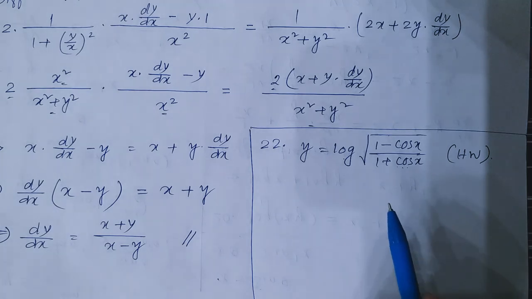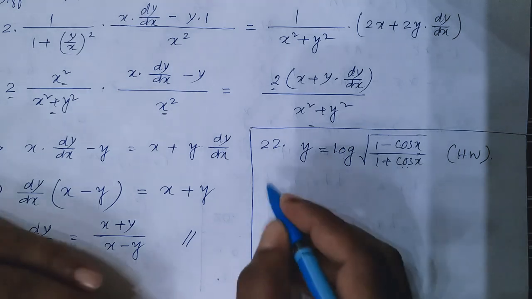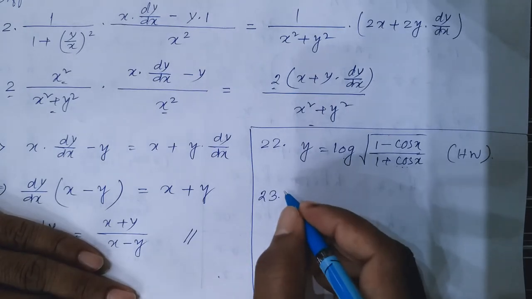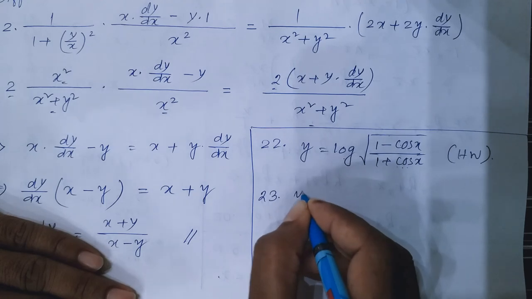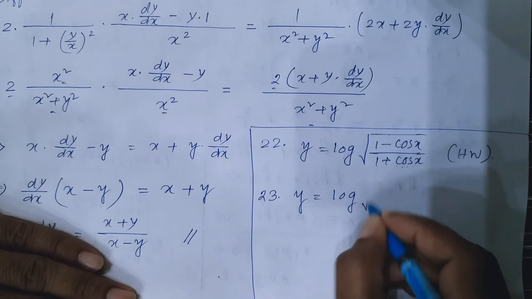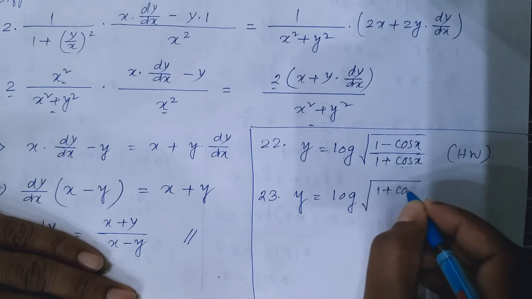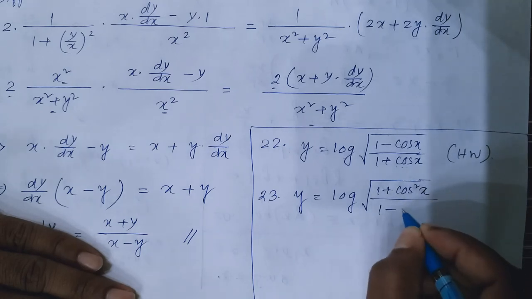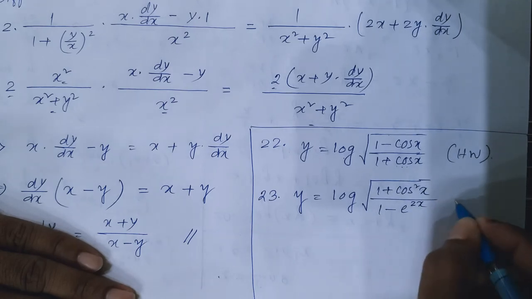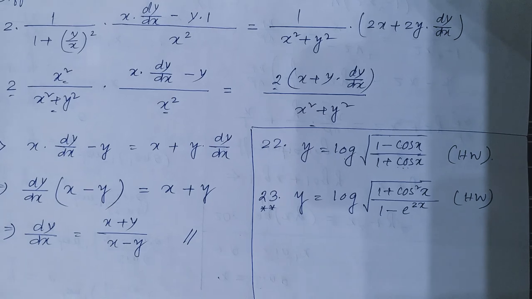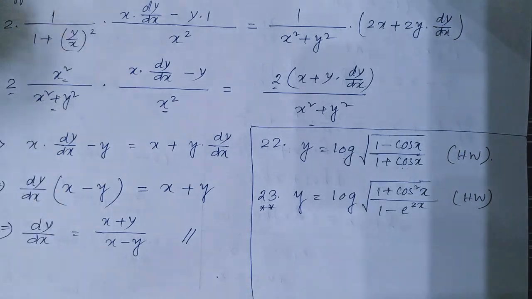Now come to the next question, number 23. It is y is equal to log of root over 1 plus cos square x divided by 1 minus e to the power twice x. This question was also, try yourself. Then you take the next question, number 24.